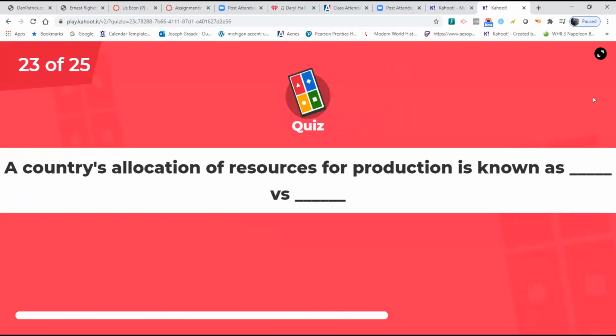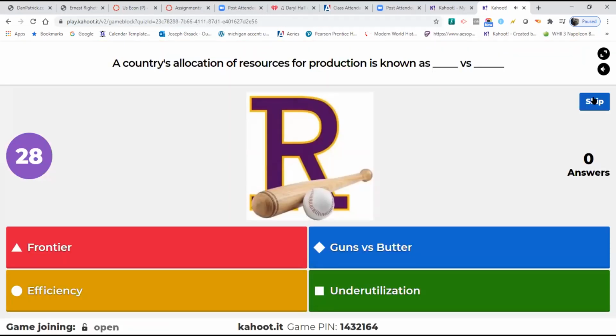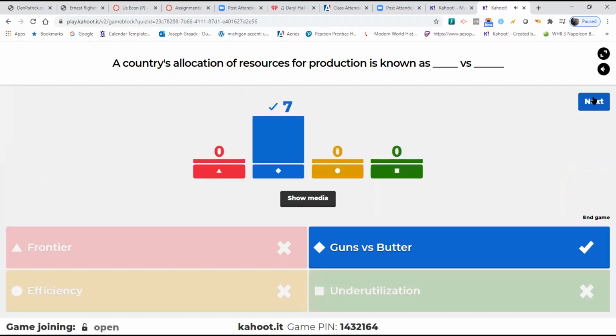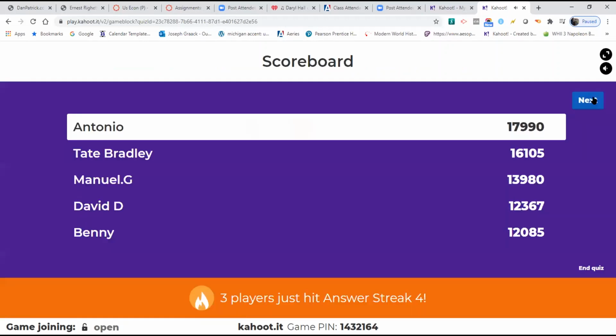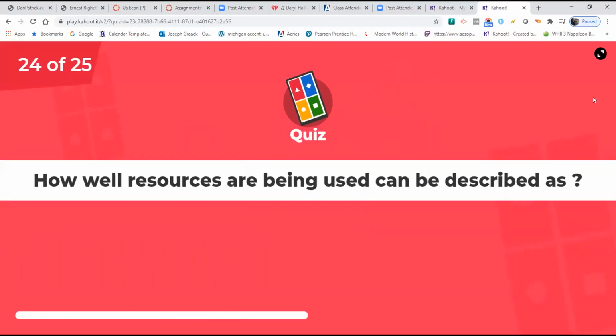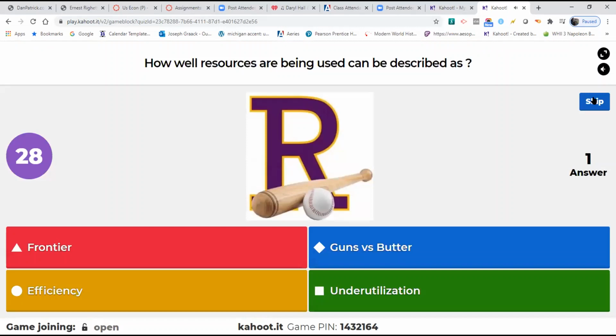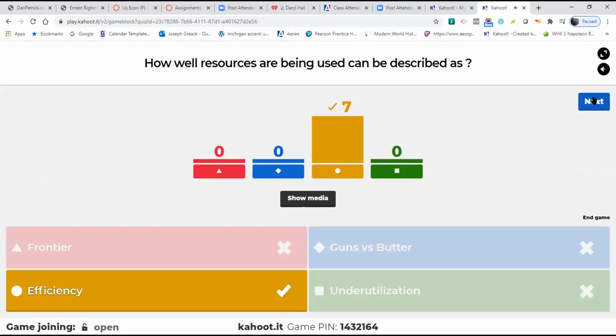A country's allocation of resources for production is known as blank versus blank, the debate from the Eisenhower era. Guns versus butter. Good. Okay. How well resources are being used can be described as what? How well they're being used. Efficiency. How efficient?